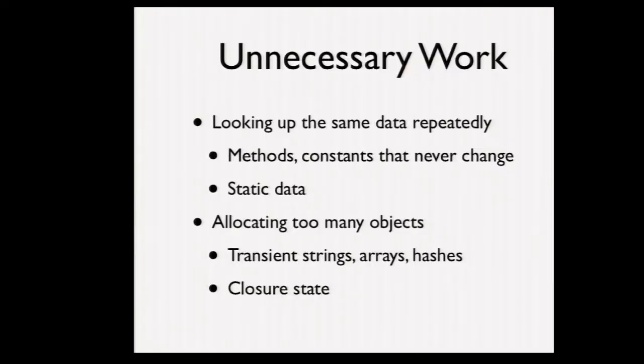On the other side, allocating too many objects. So memory actually does play into straight line performance as well. Creating objects has a cost in acquiring the memory, initializing it, setting it to something, and then later on GC, cleaning it up, returning it to the system. So these are the two big areas that we need to look at optimizing to improve the performance of Ruby code.